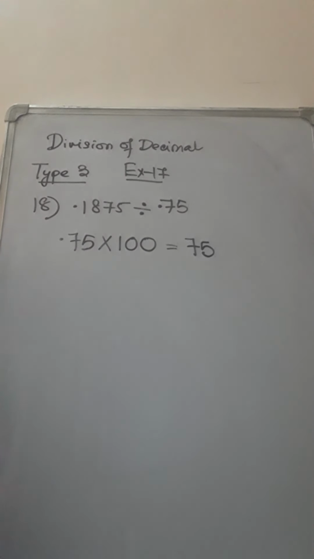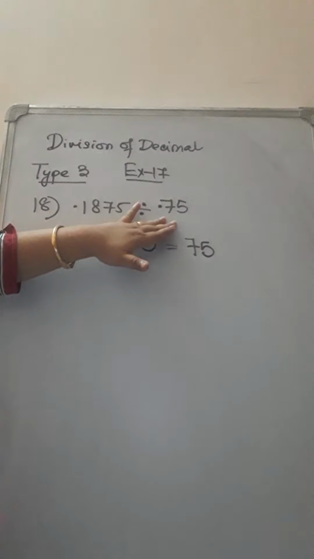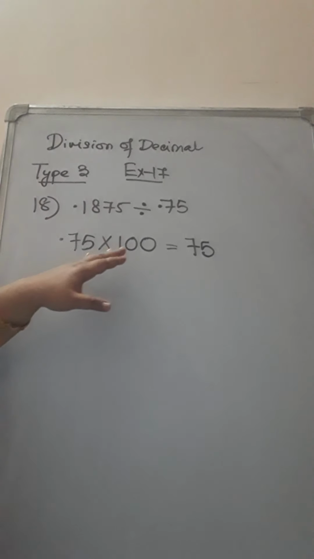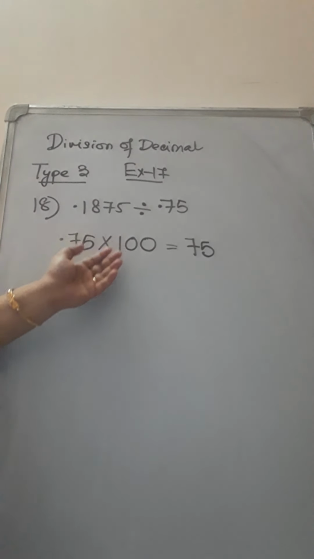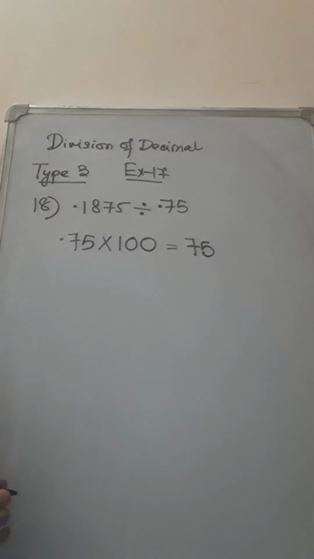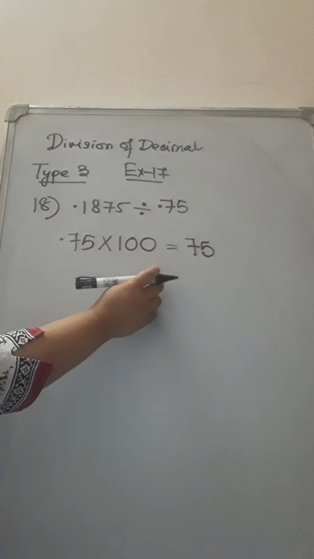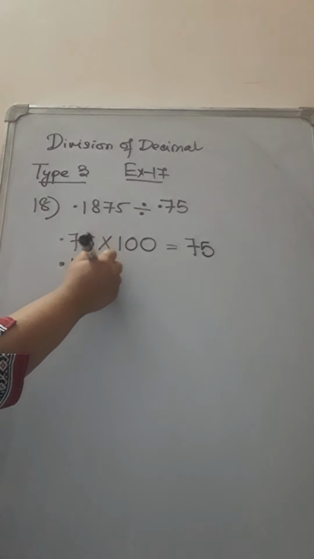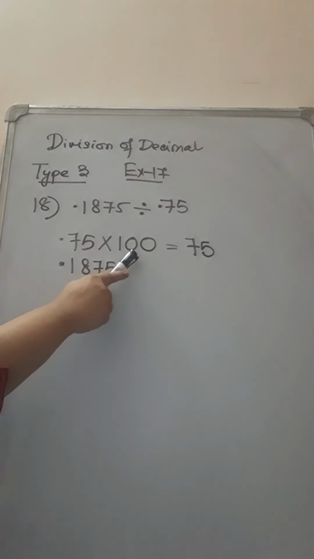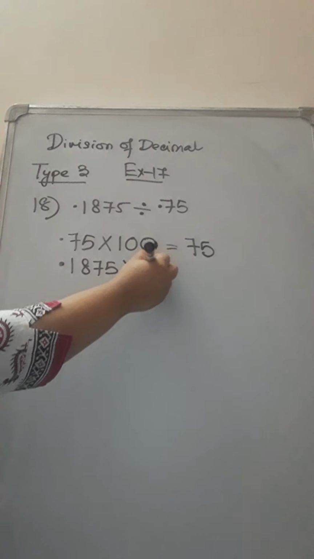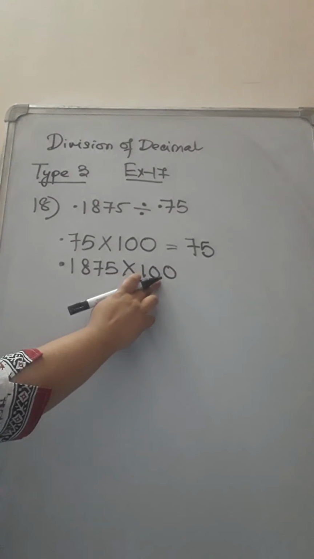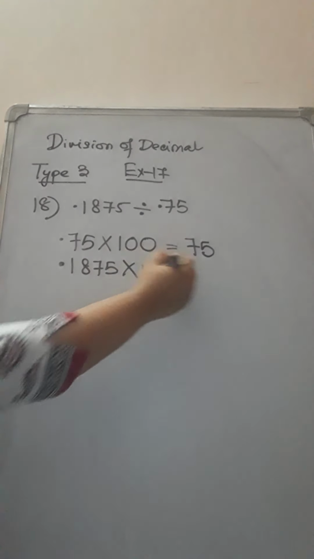So this will be our aim, that is to make the divisor point free. And how we can do that? By multiplying a suitable number containing 1 and zeros. So this becomes 75. Now just as we have changed the divisor, we need to do the same thing with the dividend. That means if we have multiplied by 100, we need to multiply by 100 also with the dividend. So if we multiply by 100, the point will shift 2 places.